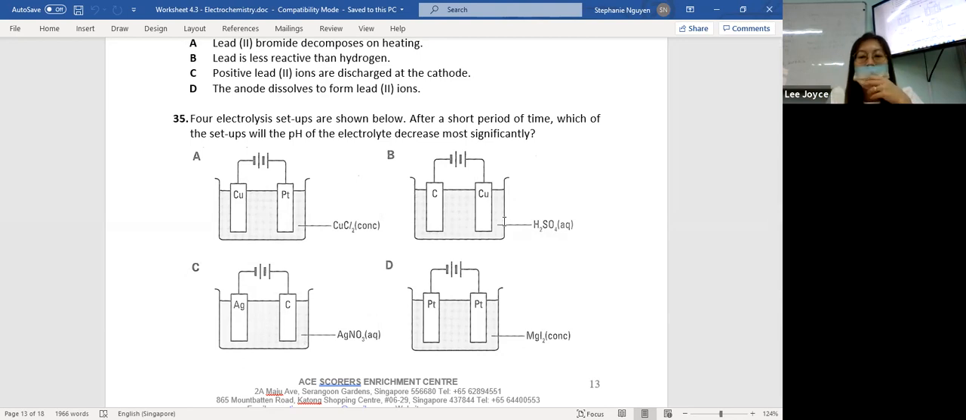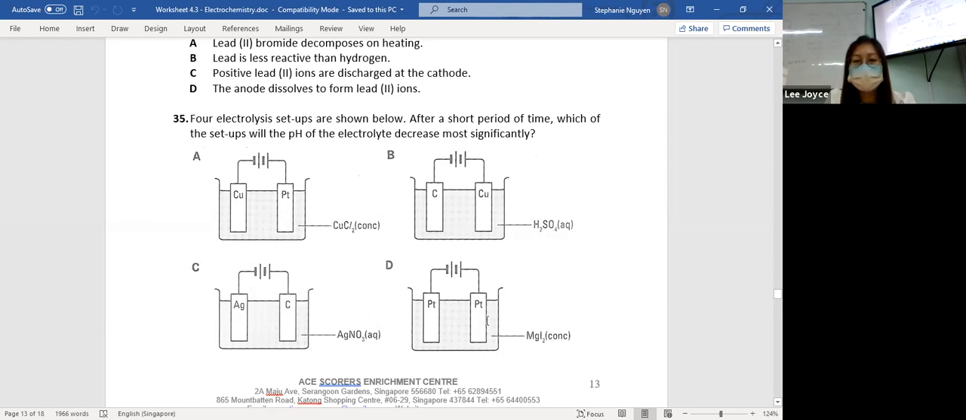And then for D, can you see this is an iodide solution? It's concentrated. So it follows the same electrolysis concept and the same electrolysis pattern as a chloride. So in fact, iodide will be more preferred to be discharged, right? So both of them are inert electrodes.